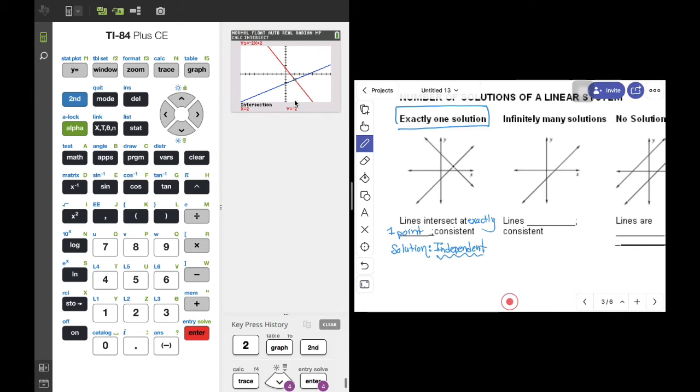The next type of system we may have is many solutions. In other words, we may have many points of intersection. This is the case where one line lies on top of another. These lines actually coincide. In other words, one lands right on top of the other, in which case there are infinitely many points of intersection. So we have infinitely many solutions. This is also a type of consistent system.